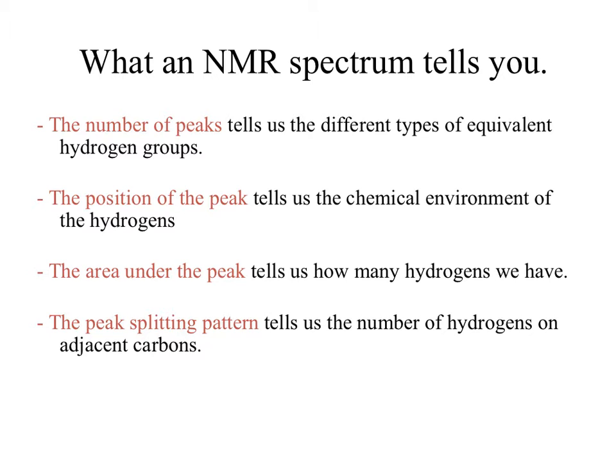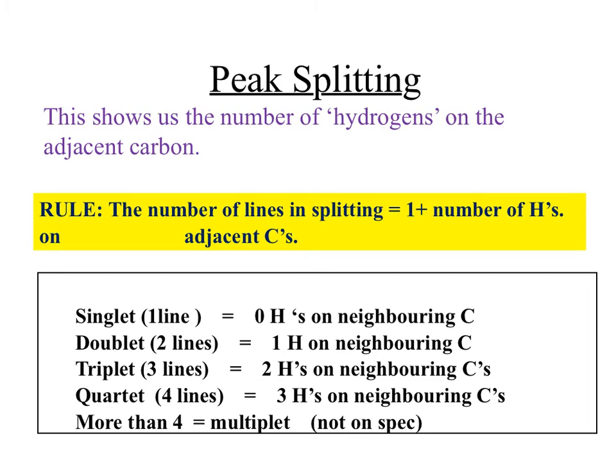And then we touched on it last lesson really briefly. The peak splitting pattern tells us the number of hydrogens on adjacent carbons. Now we're going to focus on this peak splitting pattern this lesson. But before we go any further, we are going to really understand and state the rule for this peak splitting.